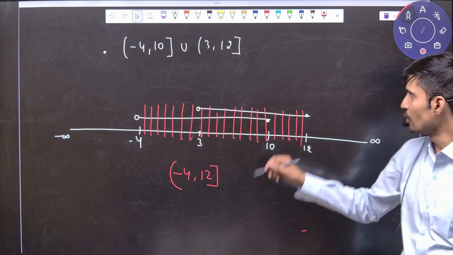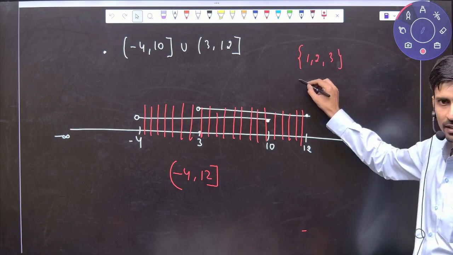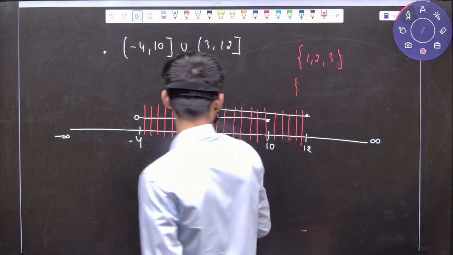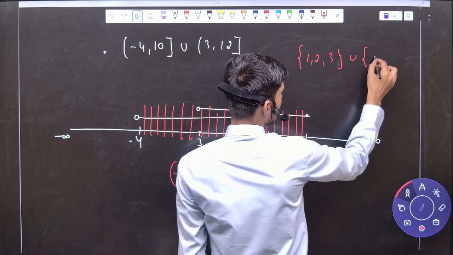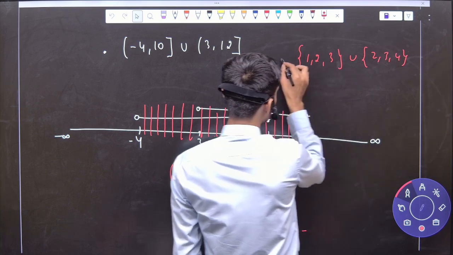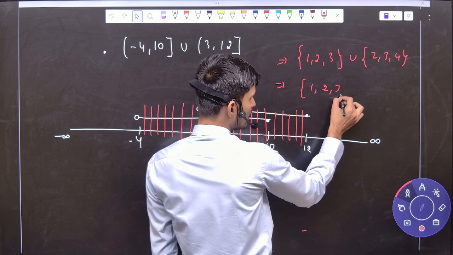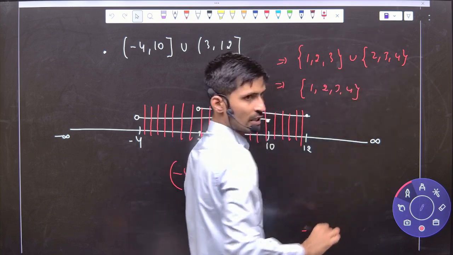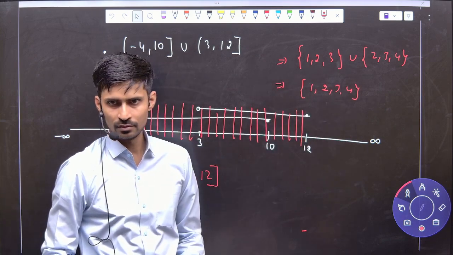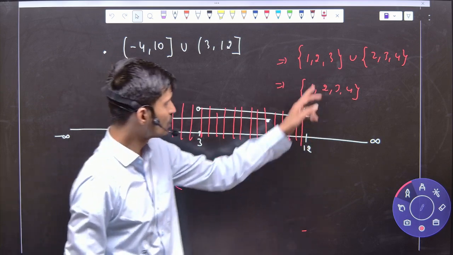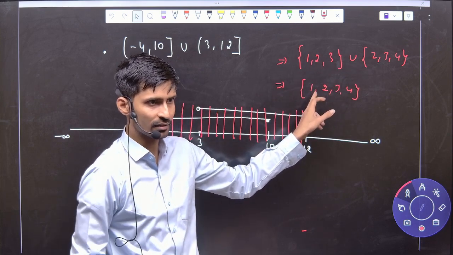Like suppose in one set 1 is there, 2 is there, 3 is there, like this. In another, suppose I want to take the union of this with 2, 3, 4. So what will become the union of this? Can you tell me? 1, 2, 3, 4. This 2 is here also, that 2 is here also, but both 2s are the same. You cannot write 2 and 2 here. So that 2 appears 2 times, but you have to write it only 1 time when you are writing the union.